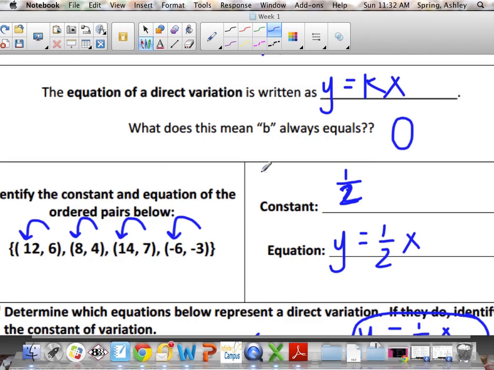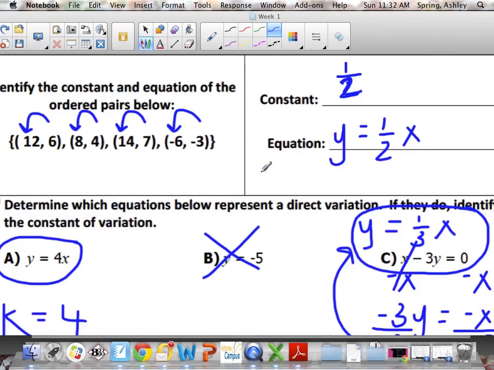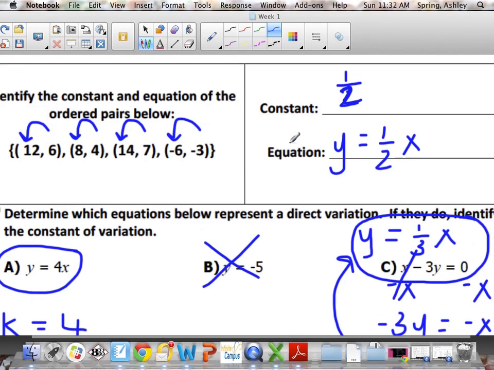To identify the constant and equation of the ordered pairs below, remember you're taking a look at the relationship between y and x, and basically you're trying to figure out what happens to x in order to get to y. How is my input affecting my output? And so in this case, I see that the ratio is always 1/2. So therefore that leads me to the equation y equals 1/2 x.